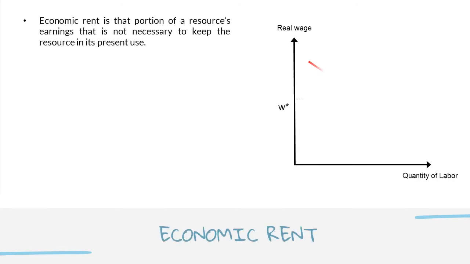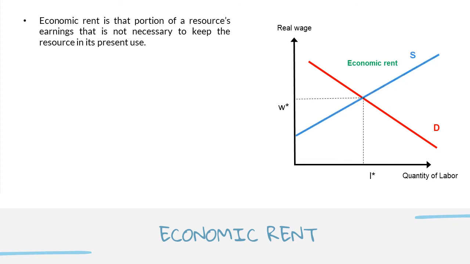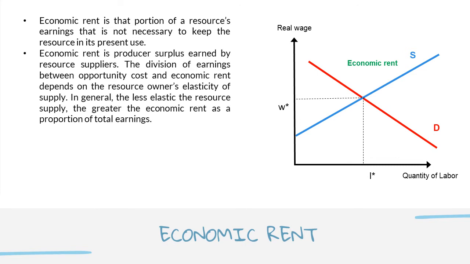The next is about economic rent. Economic rent is that portion of resource earning that is not necessary to keep the resource in its present use. Economic rent is producer surplus earned by resource suppliers. The division of earnings between opportunity cost and economic rent depends on the resource owner's elasticity of supply. In general, the less elastic the resource supply, the greater economic rent as a proportion of total earning.